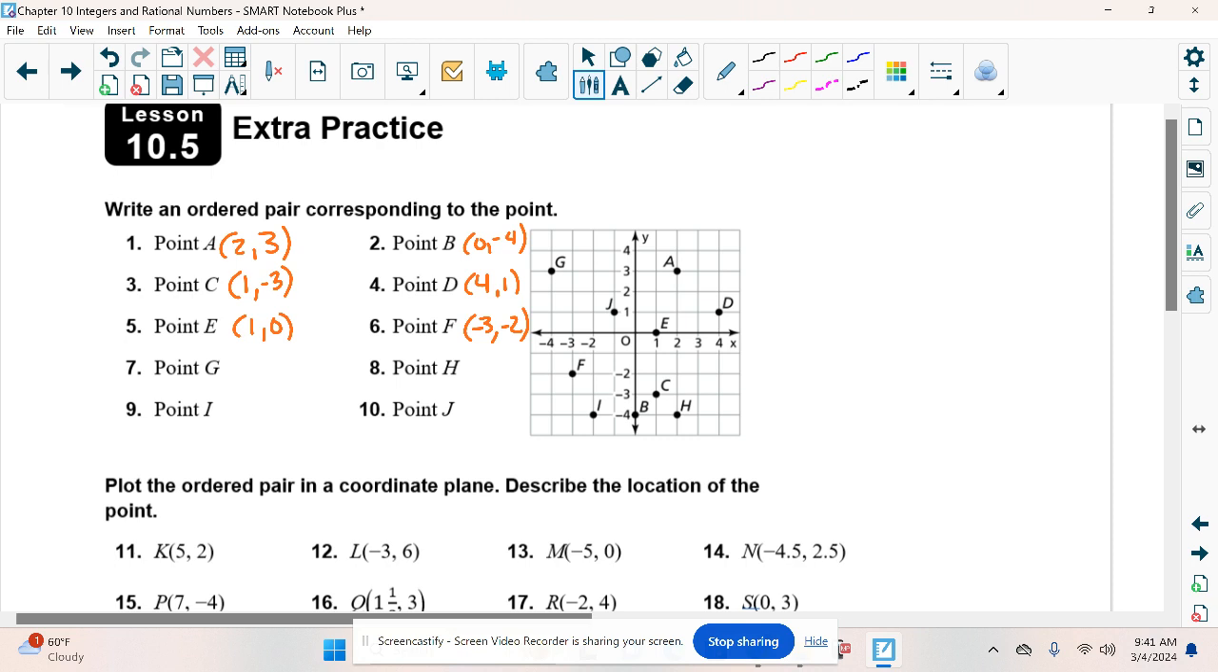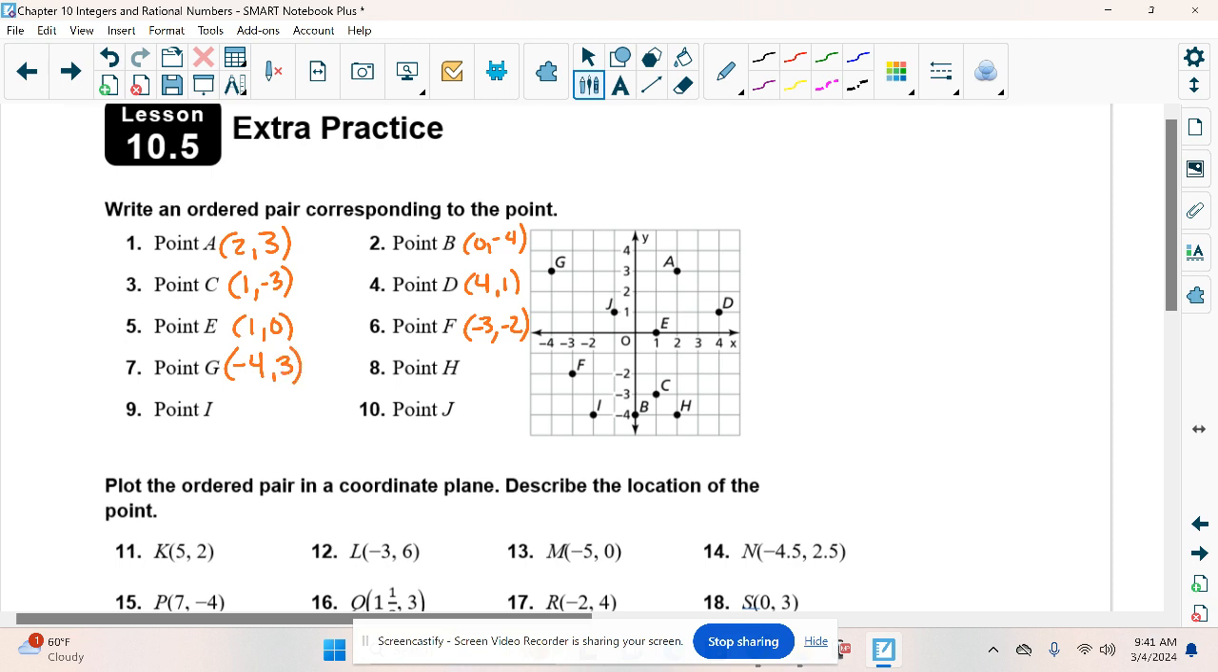All right. G for Gracie. 3, -4. Close. Flip it. Remember, you go left. So over to -4, up to +3. Okay.